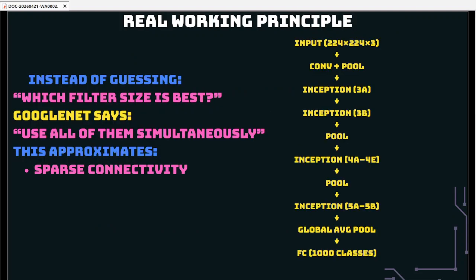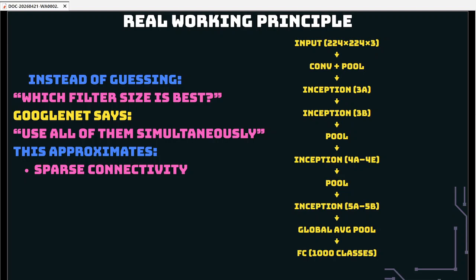Step 4 is concatenation. Outputs from the 1 cross 1 branch, 3 cross 3 branch, 5 cross 5 branch and pooling branch are stacked together. This increases depth and combines information from multiple scales.